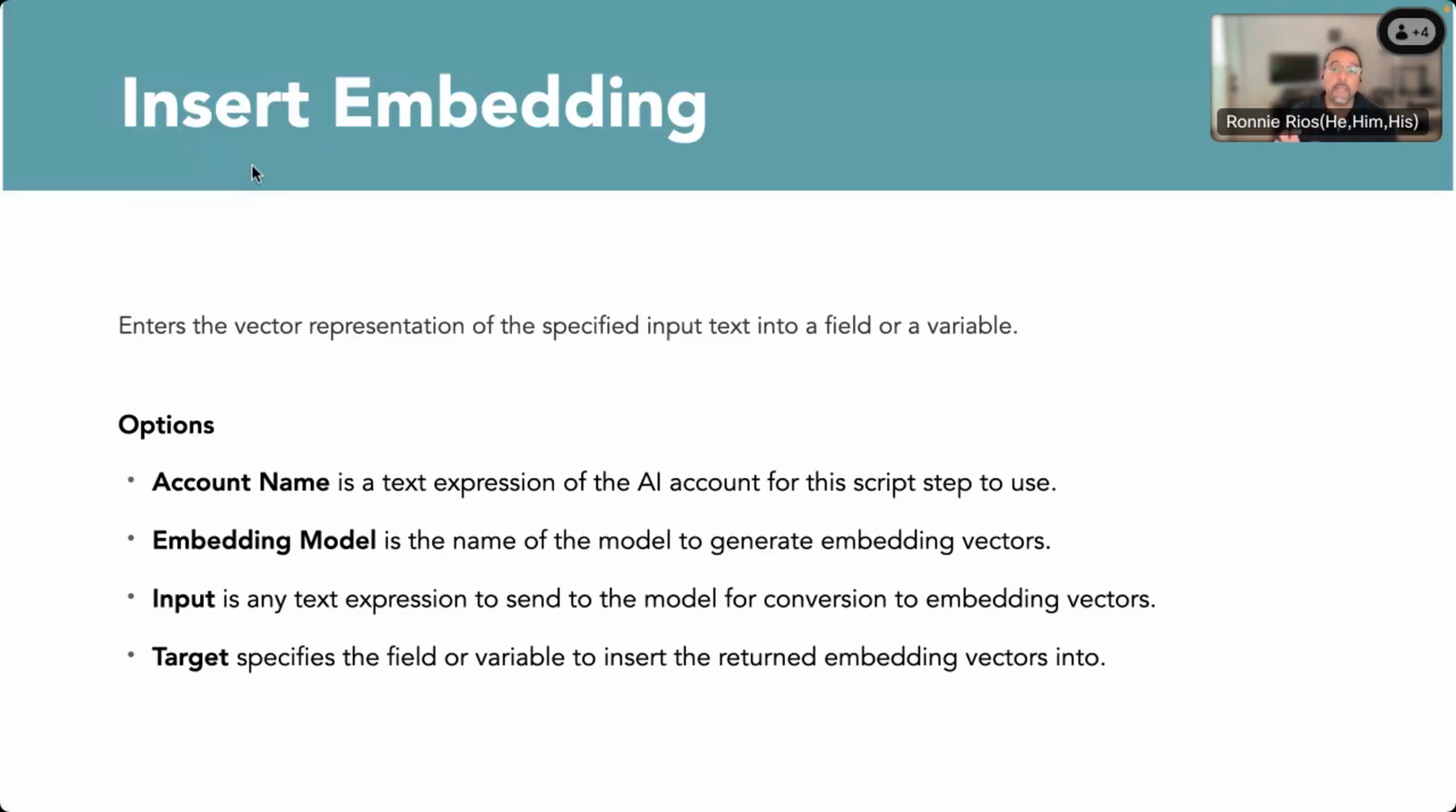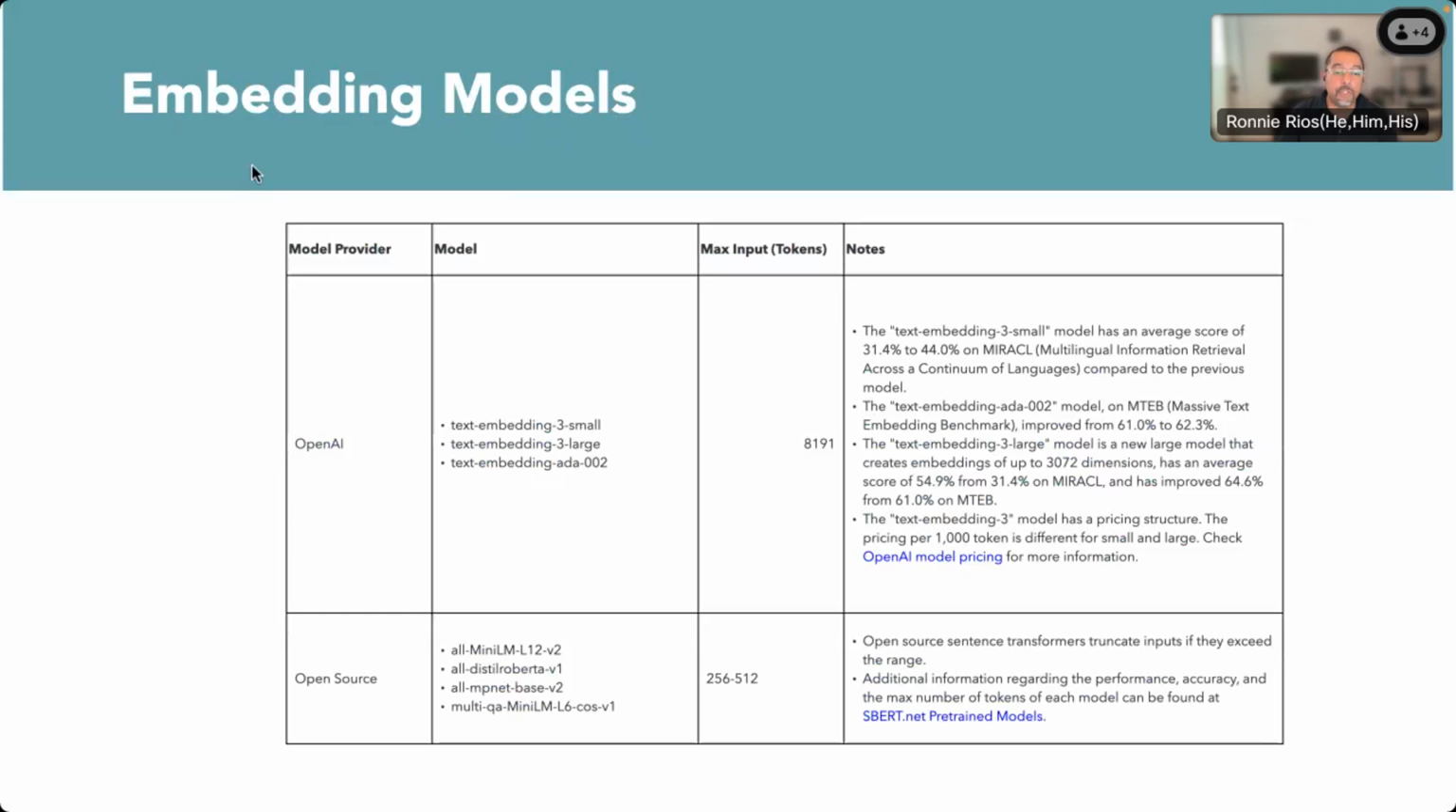When adding the script step, you've got several options, so let's go through them. First is the account name, which should be familiar. This is the text expression that Cris was talking about that you added in the Configure AI Account script step. Whatever name you used there, you'll want to reuse here as an option in that parameter so that it references the right account. Next is the embedding model. This is literally the name of the model that you want to use to generate the vector embeddings. You specify the name of the model as plain text, a text expression.